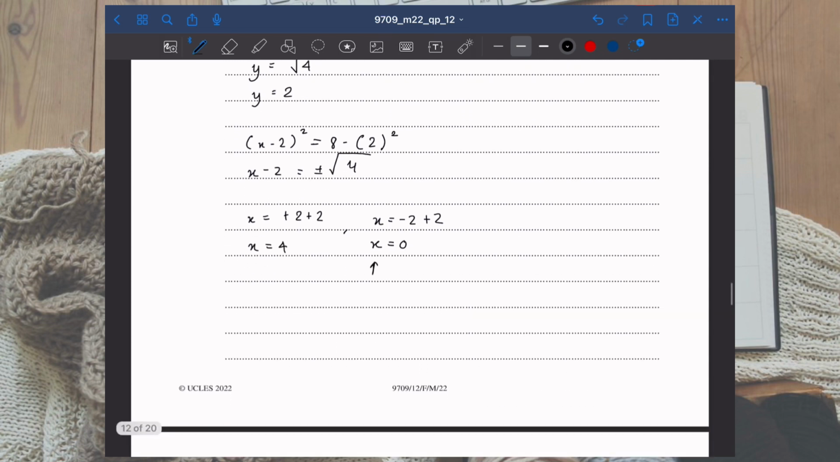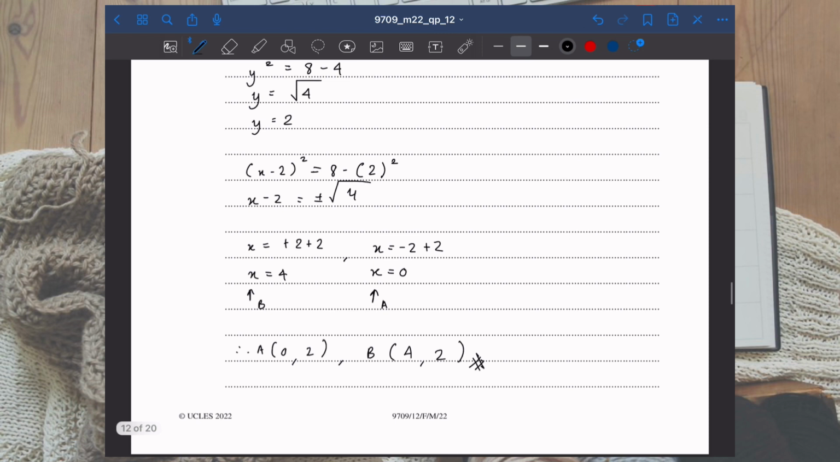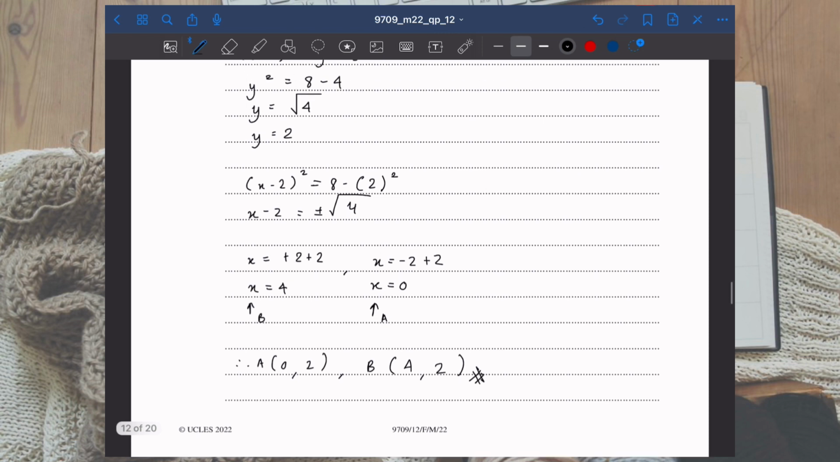So earlier, x = 0 was already the x-coordinate for our A. So this must be the x-coordinate for our B. Hence the coordinates of A will be (0, 2), and our coordinates for B will be (4, 2). The y-coordinates are the same. So these are your coordinates for your respective points.